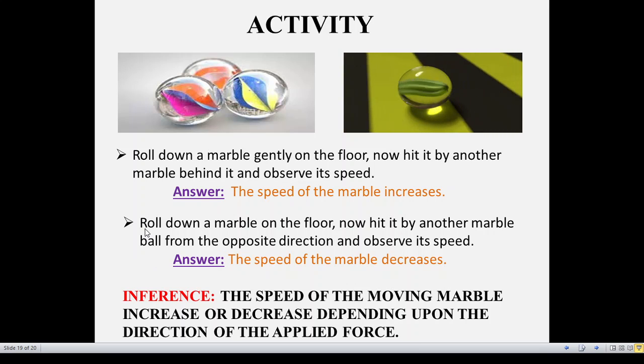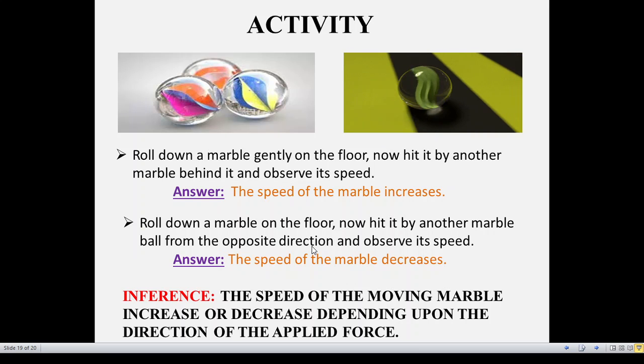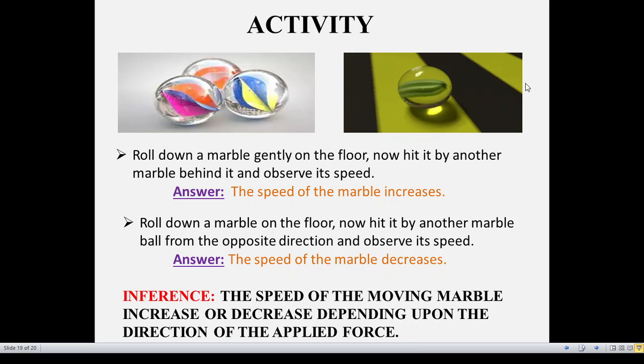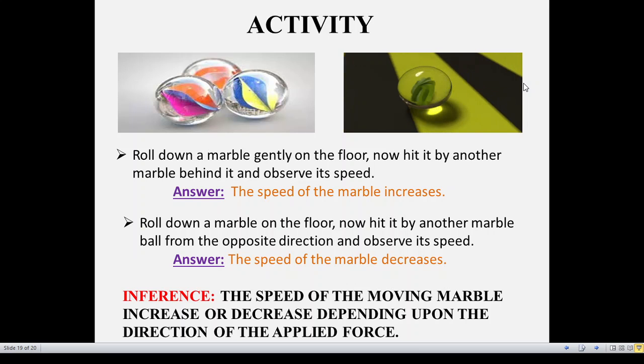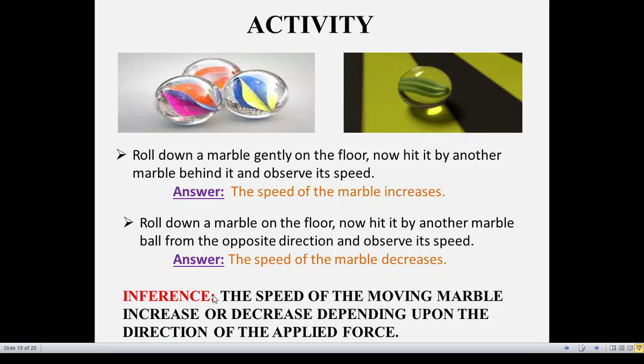At the same time, you roll down a marble on the floor as in the previous case. Now hit it with another marble from the opposite direction. Now this marble is moving in this direction, and by using another marble you hit it from this direction, that is opposite to the direction of motion of the first marble. So what happened? The speed of the marble will decrease.